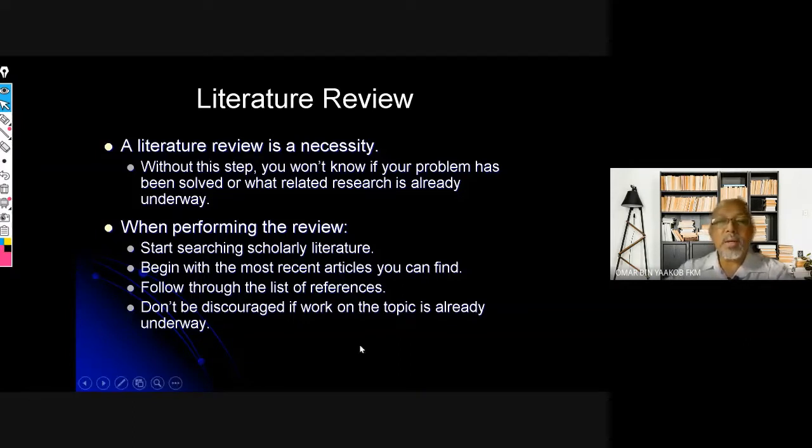So one of the ways that you can start will be to start searching with the most recent article you can find. For example, if you can find 2021 articles, then you go to the list of references and you look for peer references. And from there, you find the related paper. Okay, so you go backward. Yeah? So don't be so discouraged if the work on the topic is already underway. You find the other niche.